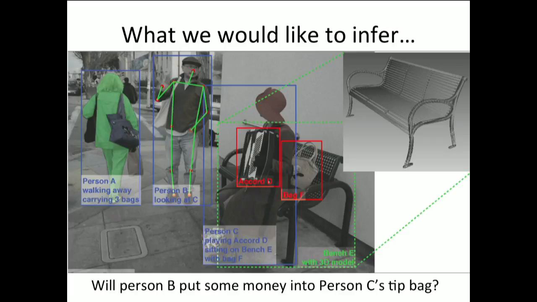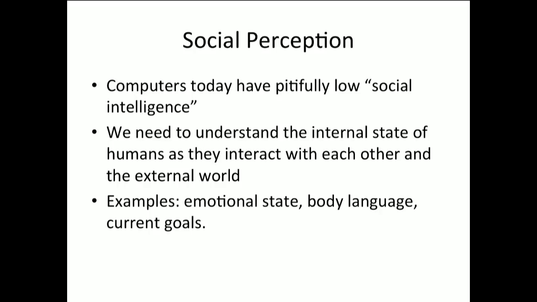And so here's a terminology you can use: social perception. So humans spend a lot of their time interpreting other humans, right? But computers have a very pitifully low social intelligence. We need to understand, so we want to understand the state of other people. We need to not just know about their pose and geometry. We need to know, are they happy, are they sad, what are they trying to achieve.